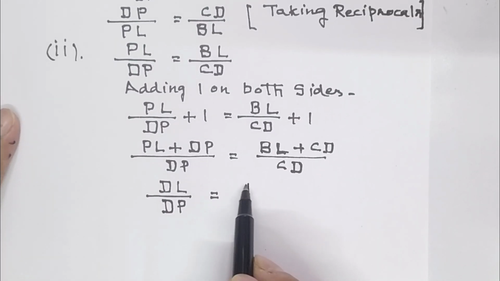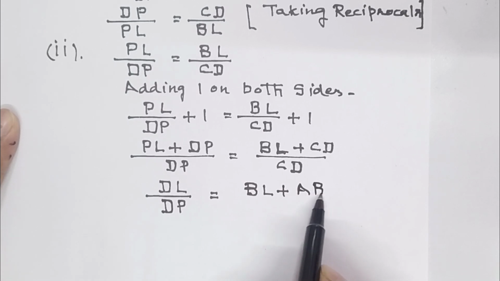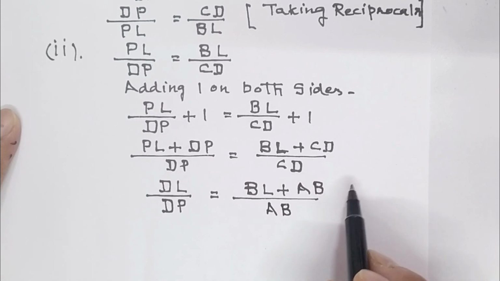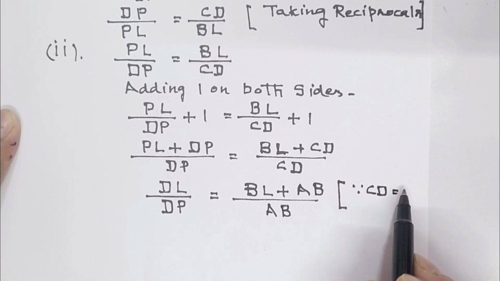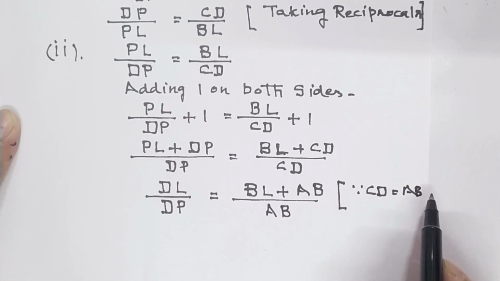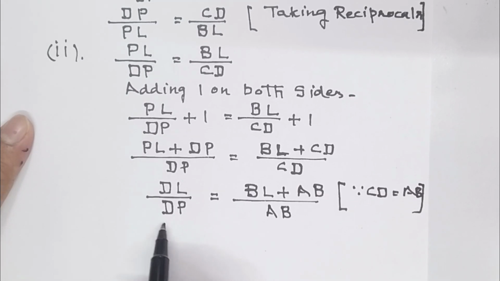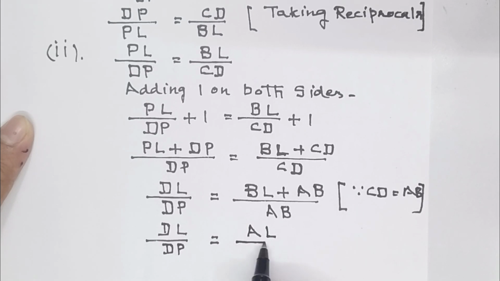So here CD can be replaced with AB. BL plus AB upon AB. This also you can mention in the bracket because CD and AB are equal. These are opposite sides of the parallelogram. Now DL upon DP is equal to BL plus AB, from the figure is AL upon AB.